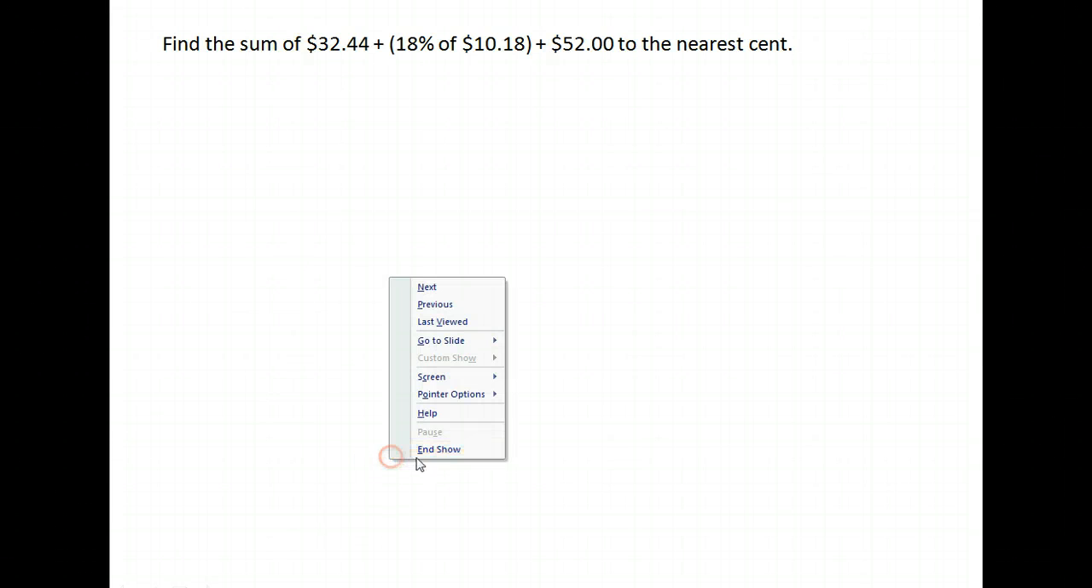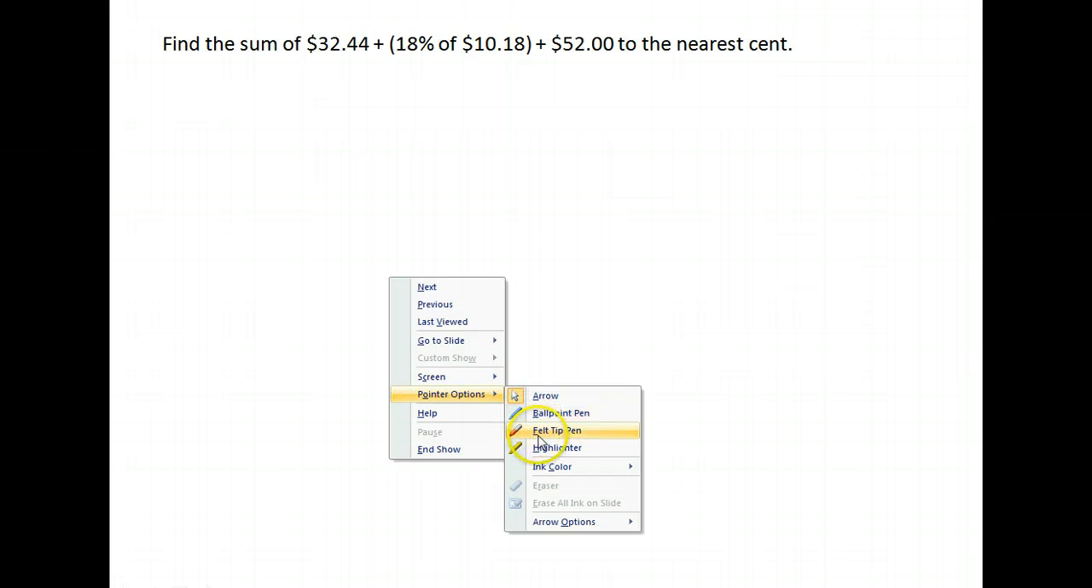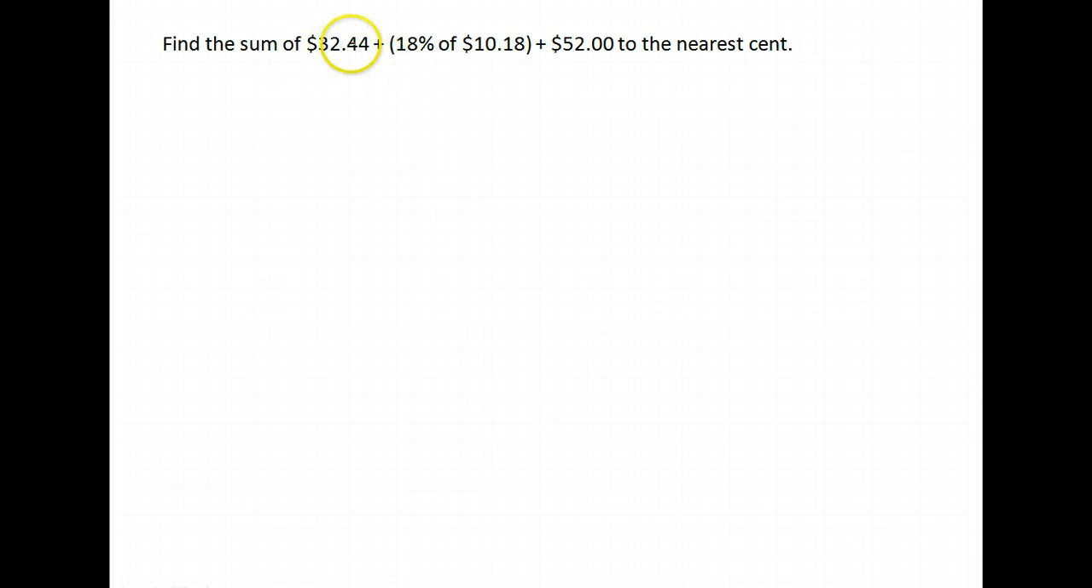Right, here we're asked to find the sum, and we're given some different amounts. We have $32.44 plus 18% of $10.18 plus $52. Now we have to remember order of operations here and also what words translate into mathematically. The word "of" means multiplication, so we're multiplying here.